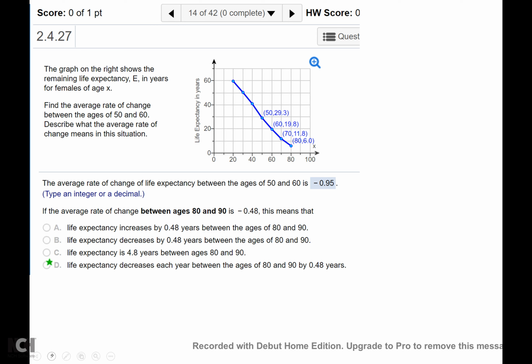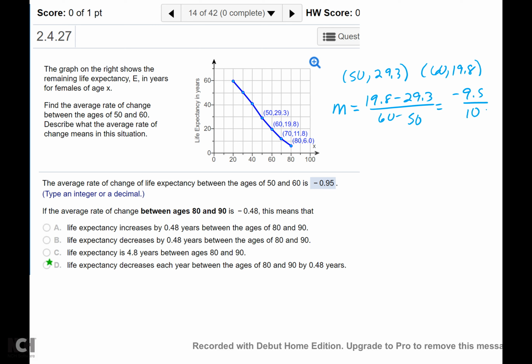Okay? The graph on the right shows the remaining life expectancy E in years for females of age X. Find the average rate of change between the ages 50 and 60. So we've got 50 and 60. So those two ordered pairs are 50, 29.3 and 60, 19.8. So to find that slope, you're going to take y2 minus y1 over x2 minus x1. So if I do 19.8 minus 29.3, I get negative 9.5 over 10. And if you divide that out, you get the slope is negative 0.95.